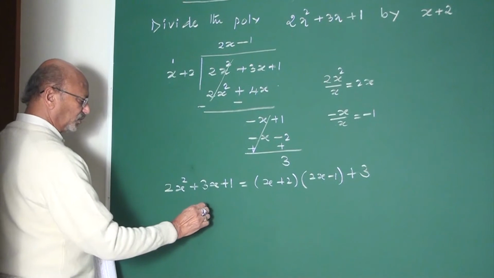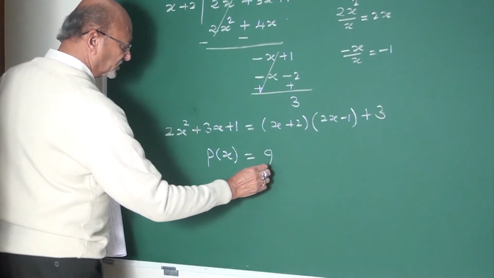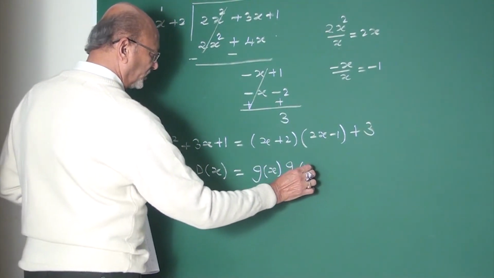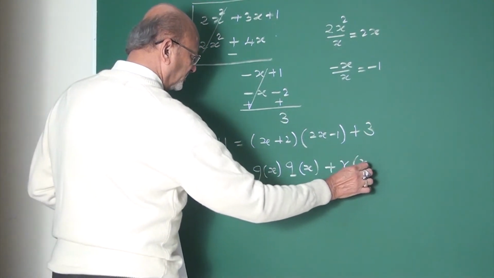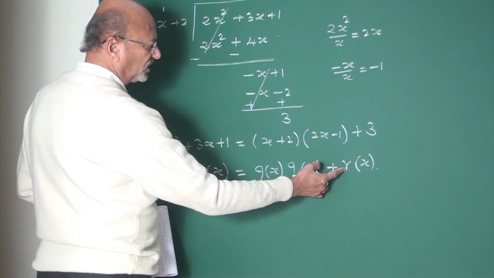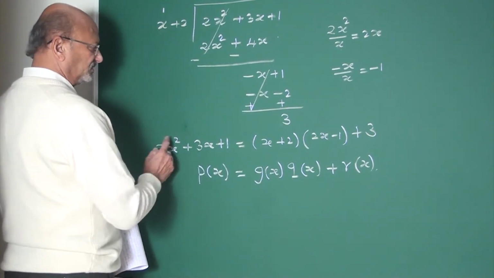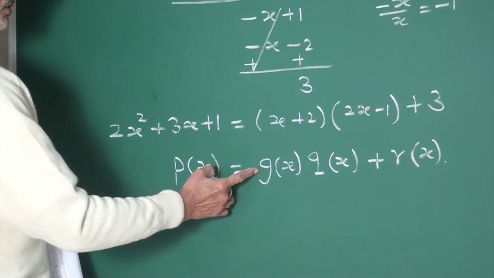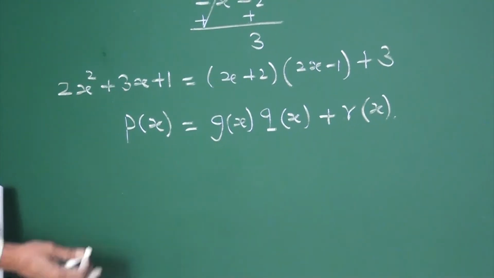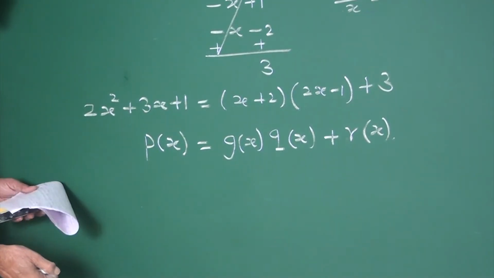Therefore, if you take the dividend as a polynomial px, the divisor as gx, the quotient as qx, and the remainder as rx, where rx is a polynomial. Either it is 0, otherwise its degree must be less than the degree of the divisor, my friends. The same thing we can write in this way: px equal to gx into qx plus rx. And the same thing we can put in a rule or result that is called Euclid's division algorithm.